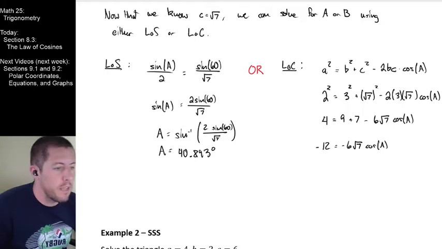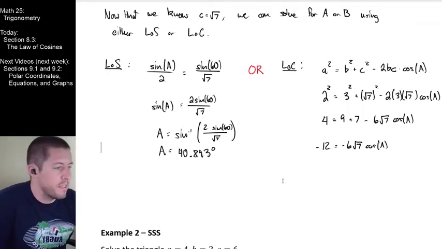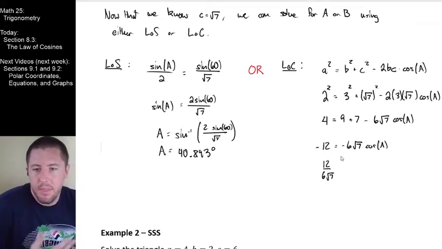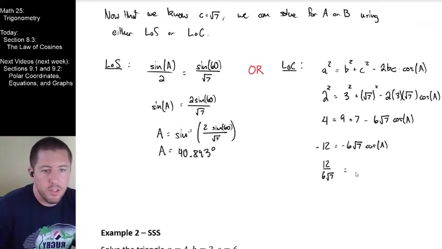Oh no, never mind. I'm being crazy right now. I'm getting all worried that this isn't going to work out. This is going to work out just fine. I'm going to divide by this negative 6 root 7 on both sides. So I'm going to get 12 over 6 root 7. Notice there's a negative on the left, a negative on the right. Those cancel with each other right there. And this should be equal to cosine of A.